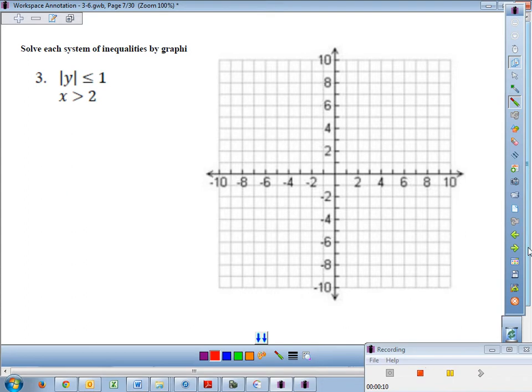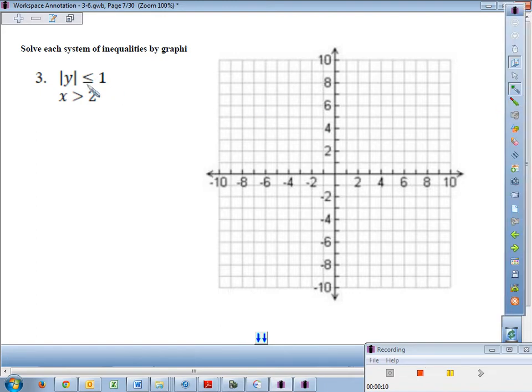Next guy. Holy macaroni. Absolute value of y less than or equal to 1. Well, we have to realize and go back to chapter 1 or chapter 2. I can't even remember. I think it's chapter 1. Are the bars all by themselves on one side of the symbol?